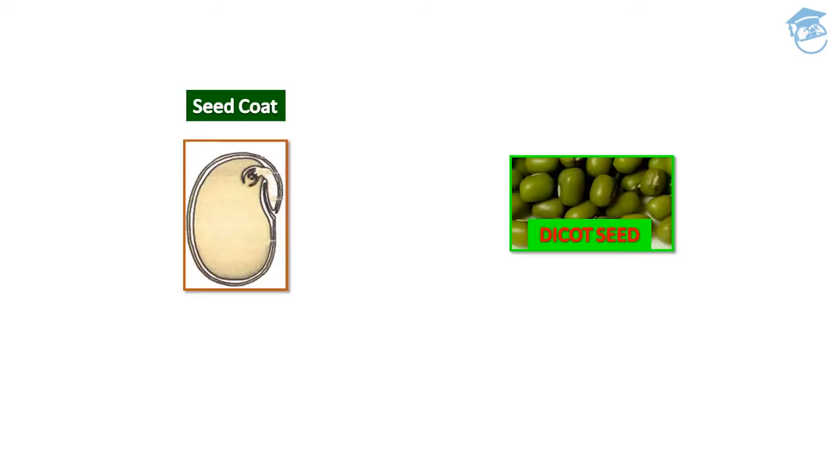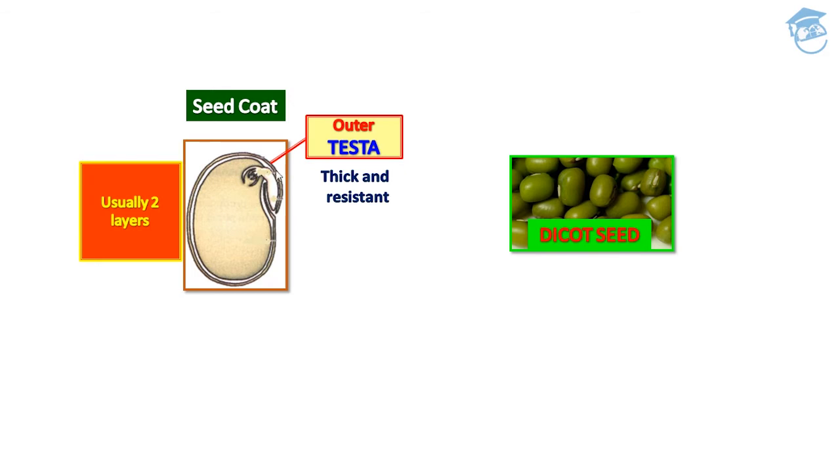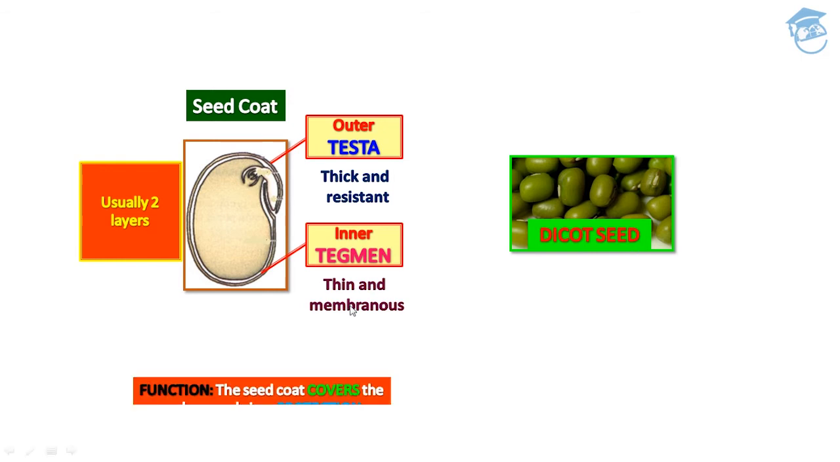So this is the dicot seed, which has a seed coat that protects the seed from ruptures, and it usually has two layers. The outer one is called the testa, which is very thick and resistant. That means it protects the seed from any ruptures. And the inner seed coat is called the tegmen, which is thin and membranous.